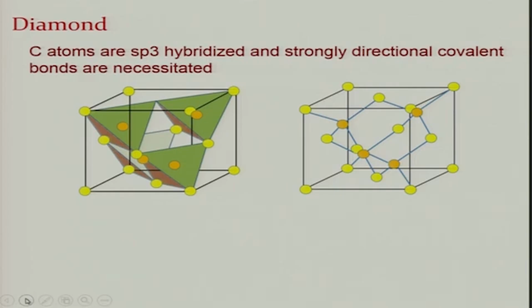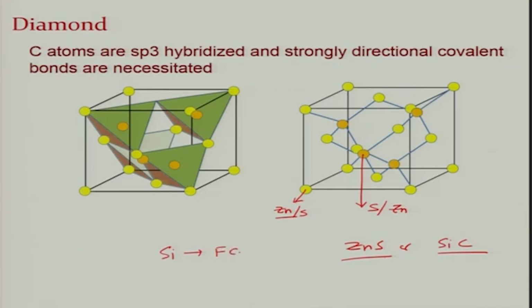So, other materials also form this kind of structure. If you replace the carbon sitting in a tetrahedral void by, let us say, sulfur, and carbon by zinc, or zinc by carbon, this makes zinc sulfide, or similarly you can have silicon carbide. So, silicon carbide and zinc sulfide also make this structure. There is one FCC lattice of silicon and a second FCC lattice of carbon. This second FCC lattice of carbon is shifted by 1 by 4, 1 by 4, 1 by 4 with respect to the first lattice of silicon, and the same is true for zinc sulfide.